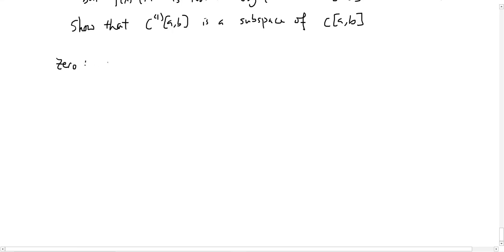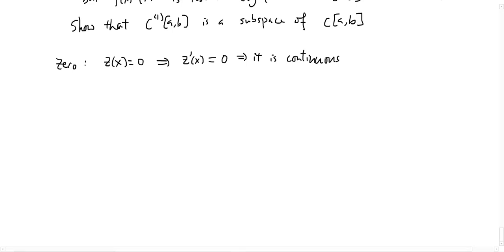The 0 element will be the function z of x equal to 0. Is this in the first continuous derivative space? Well, let's find out. If I take the derivative, z prime of x, guess what z prime of x is equal to? It's equal to 0, and that is a continuous function, because z prime of x equal to 0 just means a horizontal line, the x-axis. So therefore, z of x is within the first derivative continuous space.